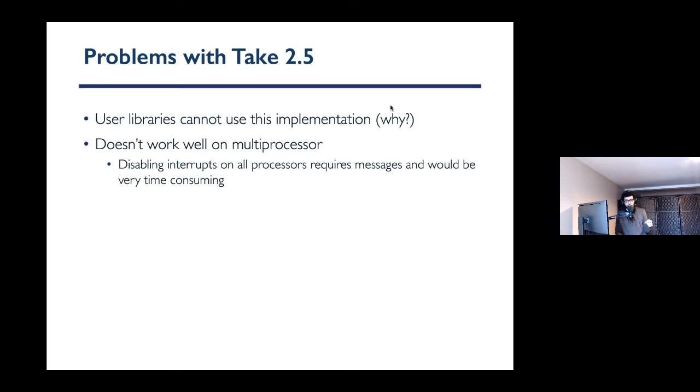The other problem with it is that, very similar to take 2, we still haven't dealt with multiprocessors. So every time that you use enabling and disabling interrupts as a means to create mutual exclusion, it only works in a uniprocessor system. Because in a multiprocessor system, you might disable interrupts on one core, but the other cores can still run, and you still could get race conditions.